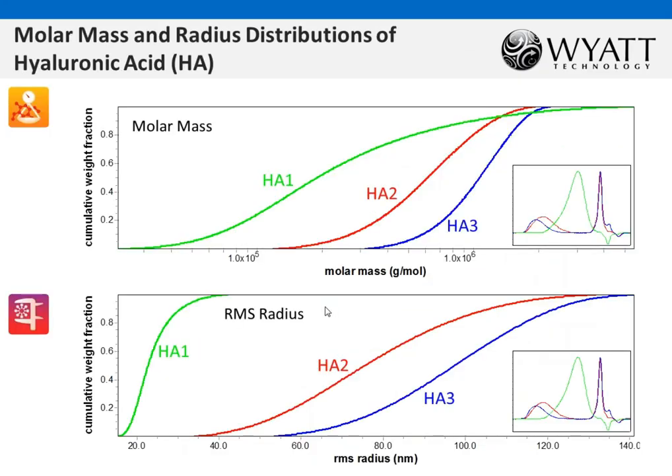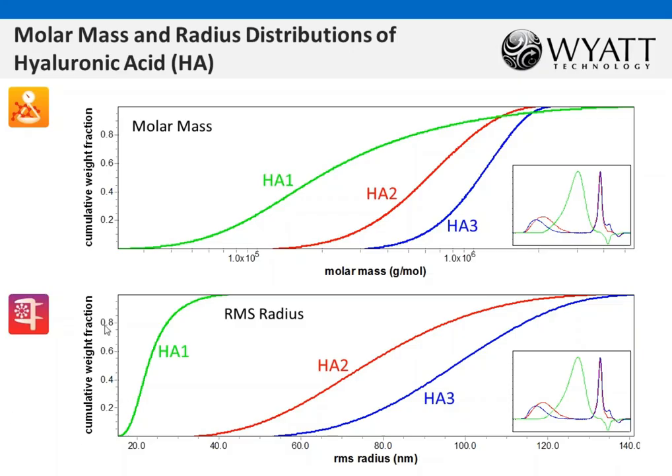For polydisperse samples, cumulative molar mass distributions are an excellent way to compare results and can help visualize differences between polymer samples. This example shows different ranges of molar mass distributions for 3 hyaluronic acid samples, which is a biopolymer with high molar mass and a wide molar mass distribution that is widely distributed throughout tissues.